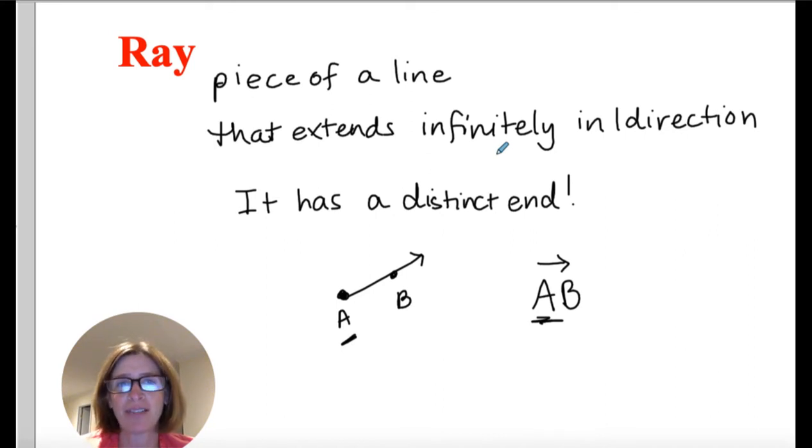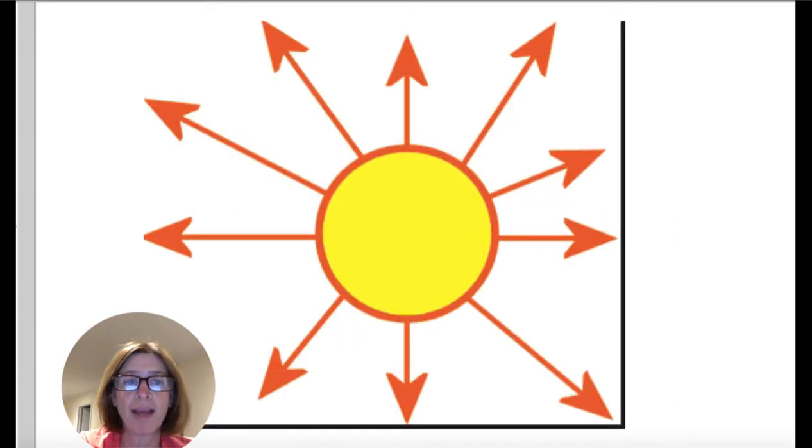And we ended our last video on a ray. A ray was just a piece of a line that extends infinitely in one direction. It has a distinct endpoint. And so we're going to pick up with that. Really think of a ray like the sun. And the sun is the endpoint, and the rays shine off of it, okay?